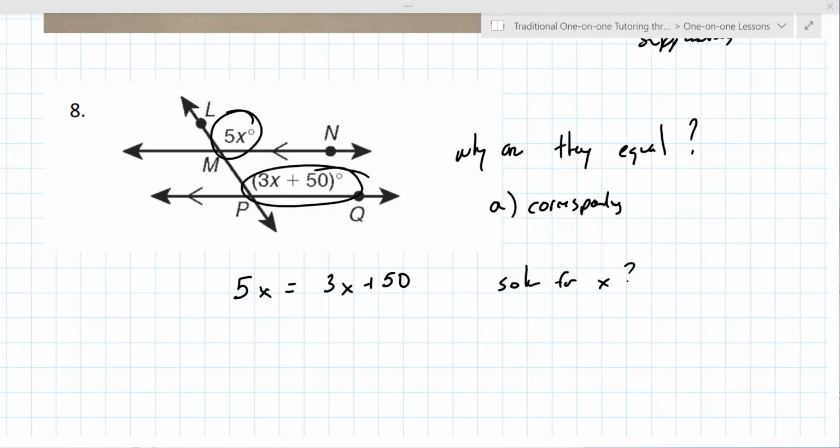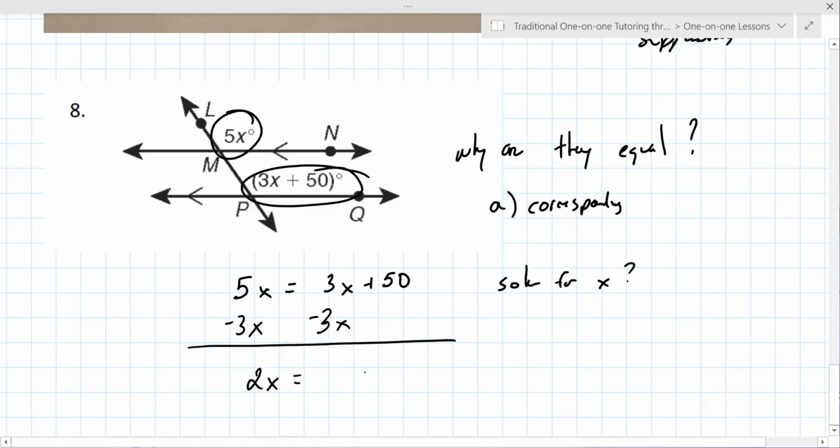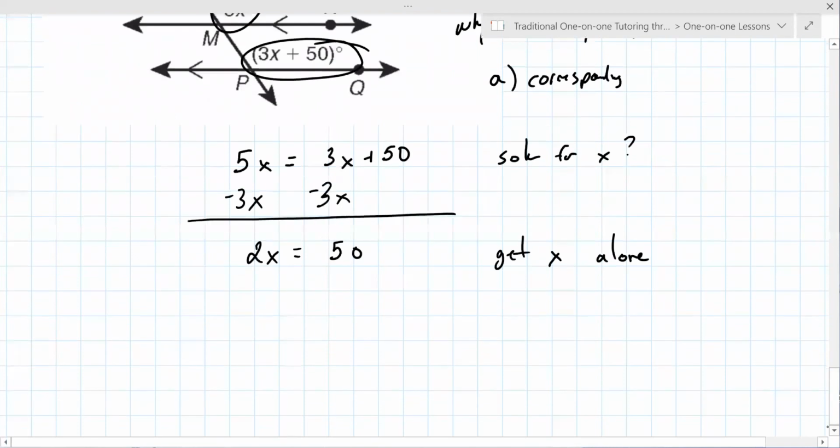Plus 50. And then we subtract 50 now, right? Well, I heard maybe subtracting 3x from both sides. So 2x equals 50. And the goal is to get x alone. Is x alone? Does it have any operators on it? No, it's not alone. It's got this 2 that's multiplying it. So how do you undo multiplication? Okay, x equals 25.